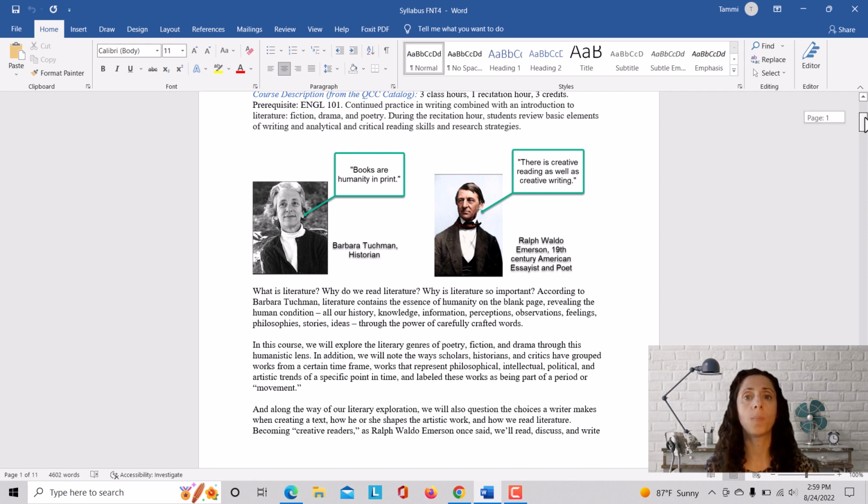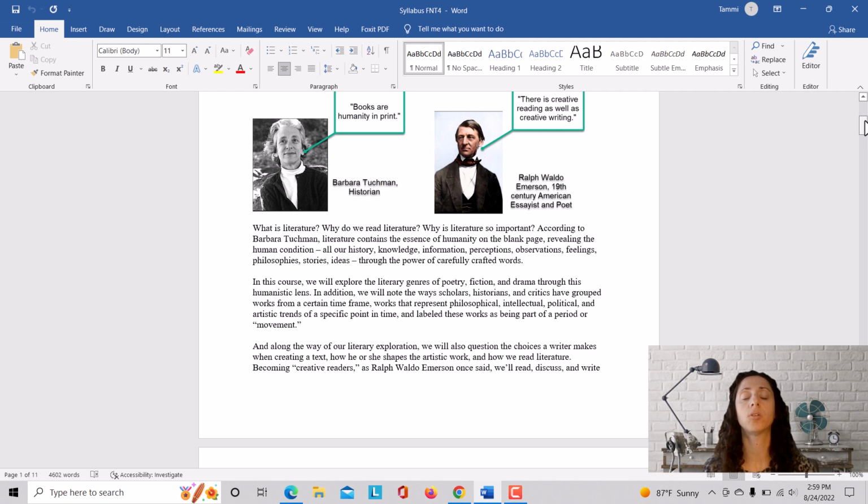So to get into what our particular English 102 course will be about, because that's a very general statement about the course from the catalog, each 102 is taught a little bit differently. So let's focus on what our 102 course will be about. And I start with 2 quotes, one from a historian by the name of Barbara Tuchman, and she says, "Books are humanity in print." The second quote comes from Ralph Waldo Emerson, a 19th century American essayist and poet, and he says there is creative reading as well as creative writing.